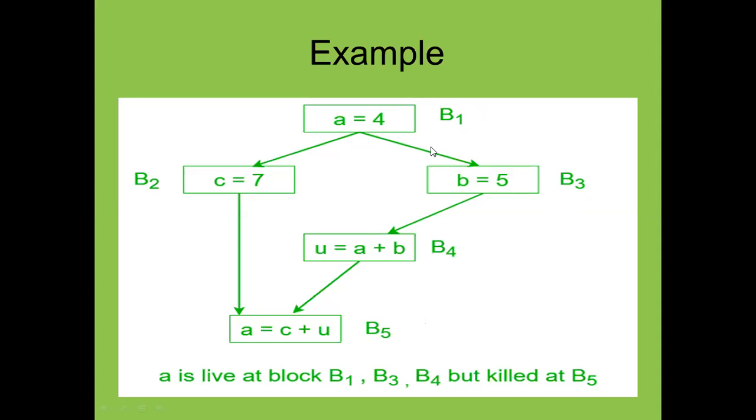Now why are we saying B1, B3, B4? We are considering basic block B3, because at basic block B4, U is equal to A plus B, and this is dependent on the preceding basic block B3. At B1 we have A is equal to 4. No problem, it is the initial value, the live variable. Now A is live at block B1, B3, B4.